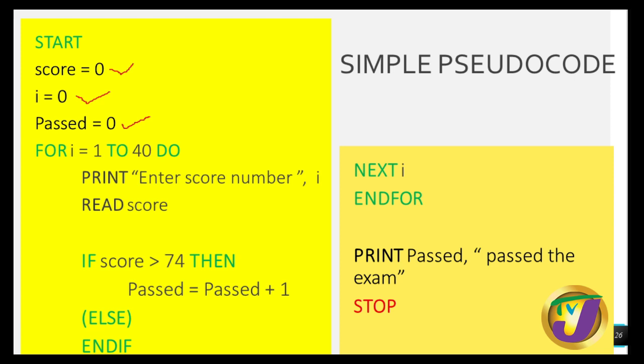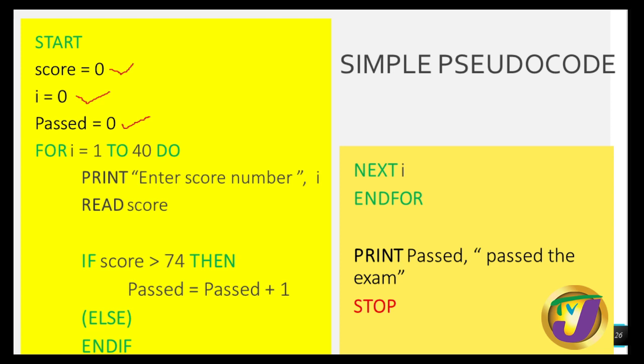Then we go into the for loop. For I equal 1 to 40, do. And inside of that for loop, we now throw everything that we need for the particular solution to be realized. So we have a print statement that says print, open quotations, enter score number, close quotations, comma, I. And it simply will come up on the screen as enter score number 1, enter score number 2, enter score number 3, etc., etc.